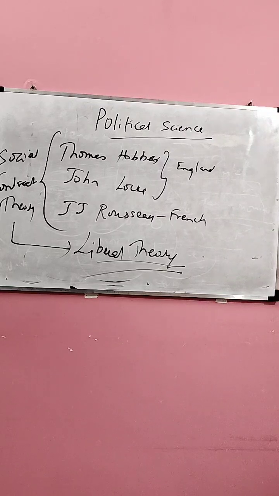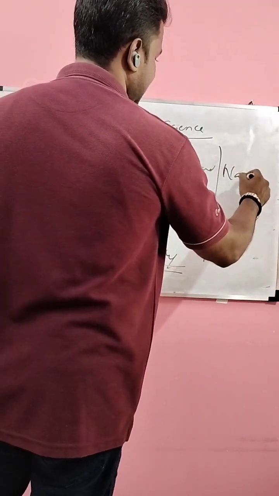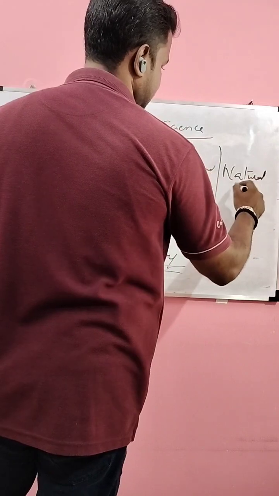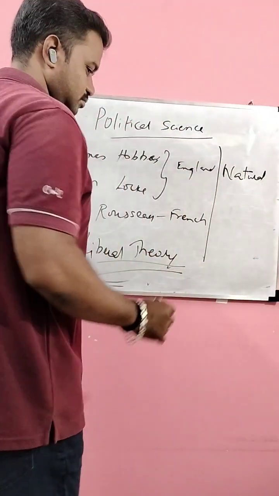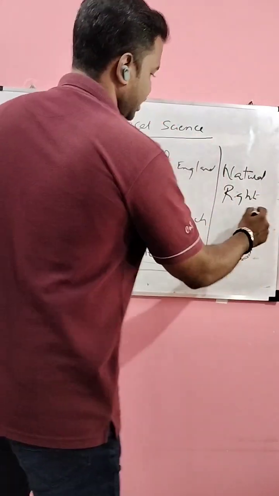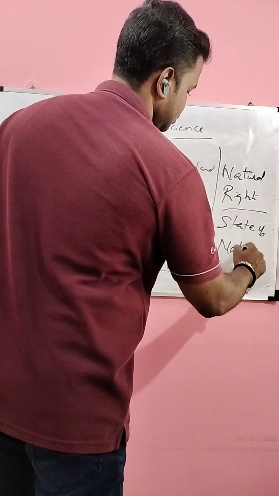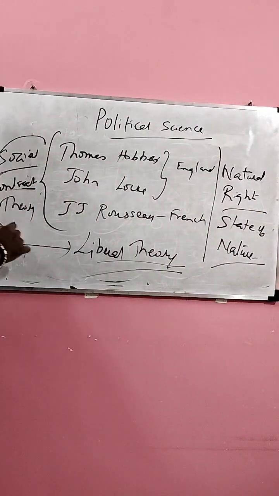Got it? Thomas Hobbes, Locke and Rousseau, speaking about the social contract theory, also gave insight about the concept of natural rights and the concept of state of nature. These two are associated with social contract.